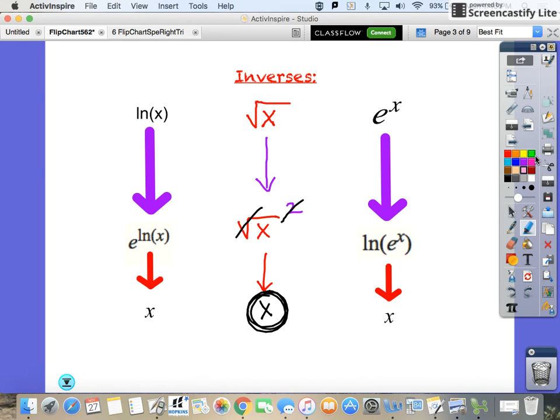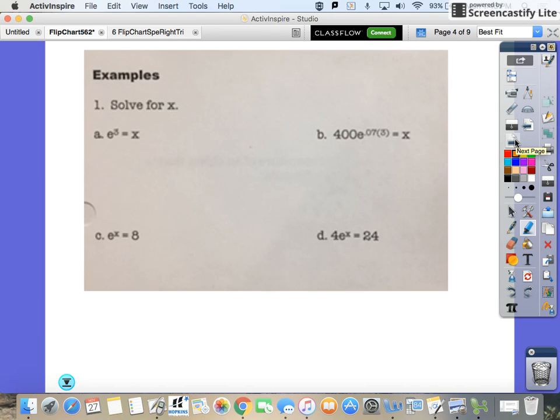So if you start with natural log of x and you want x by itself, you need to take base e to get the x by itself. Similarly, if you have e to the power of x and you want just x, you need to natural log both sides. Those two are inverses of each other. Base e and natural log are inverses of each other. So let's look at some examples, because right now it seems really complicated.